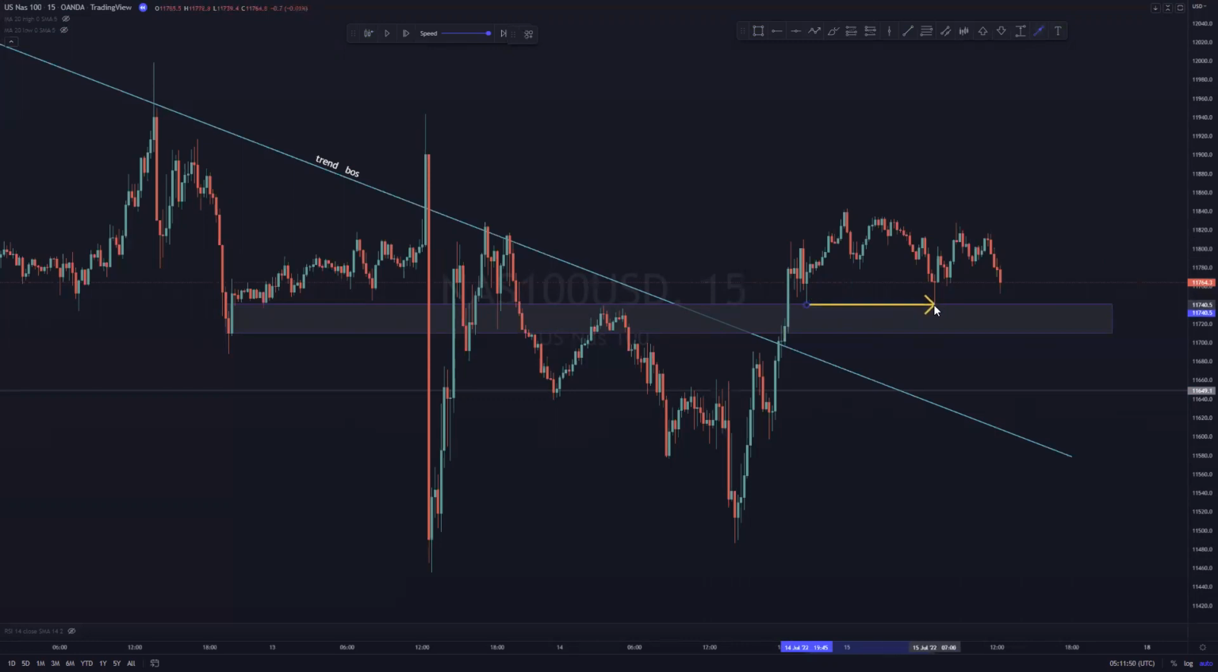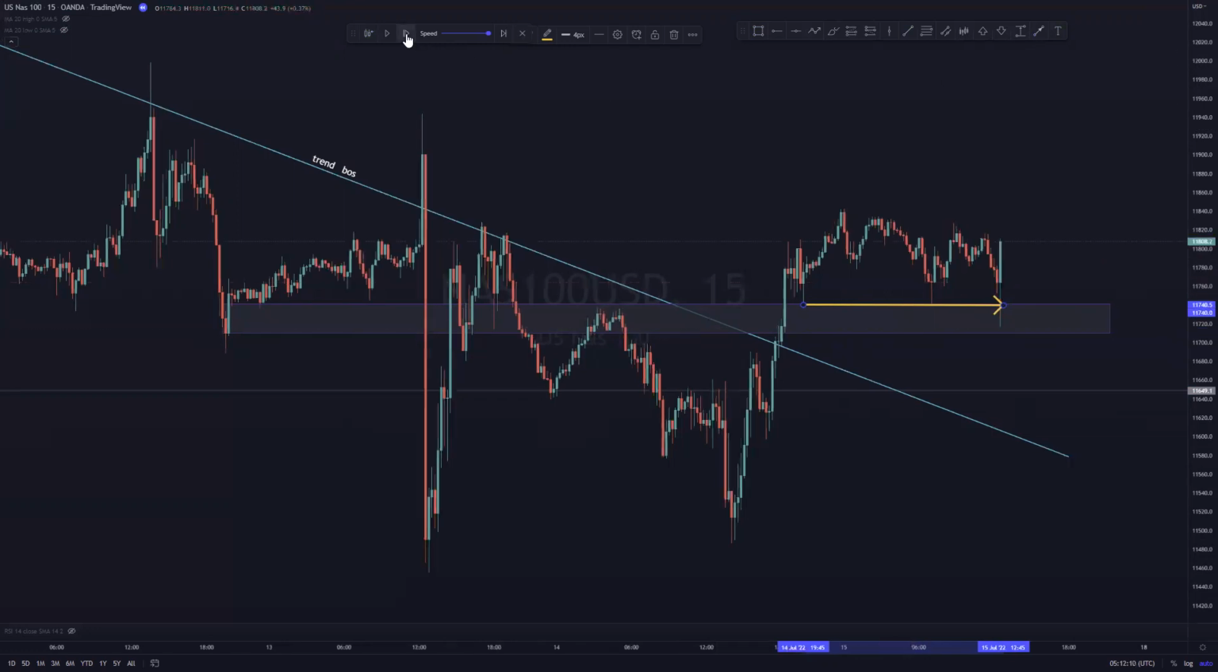We have a double bottom, but let's see if we can get another rejection of this area of interest, because the market touched this area multiple times. Okay, then we are good. We touched on this area, then bam, we have a huge candle to the upside.